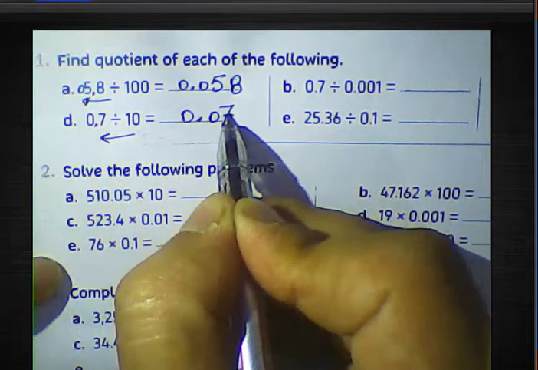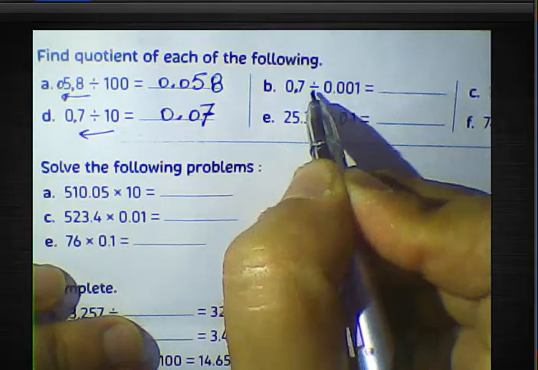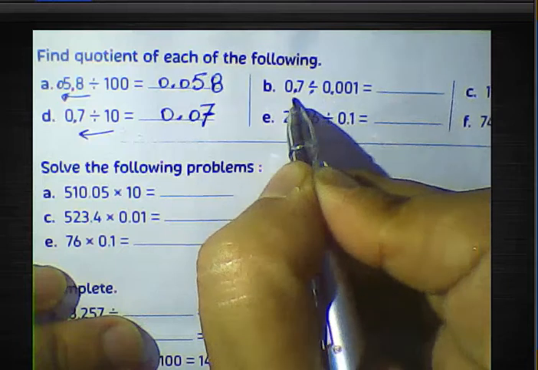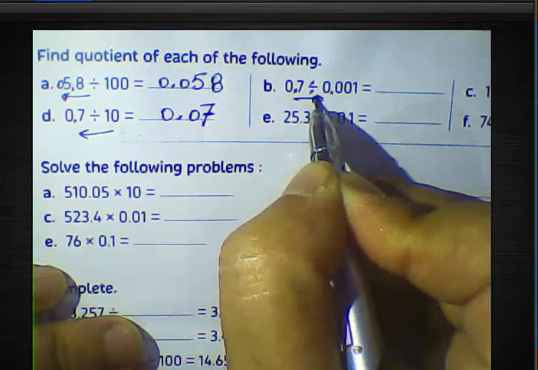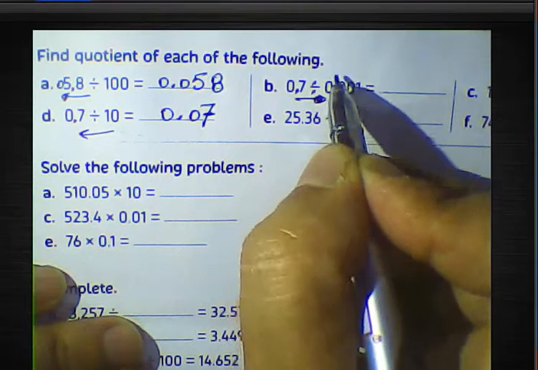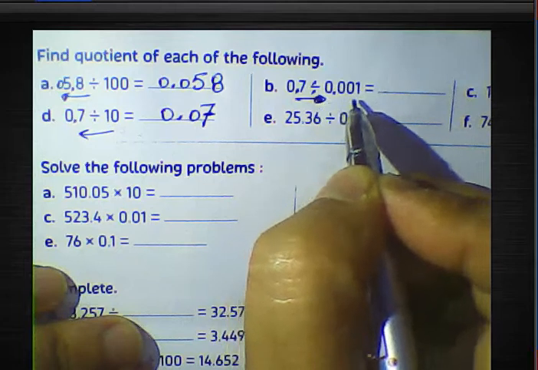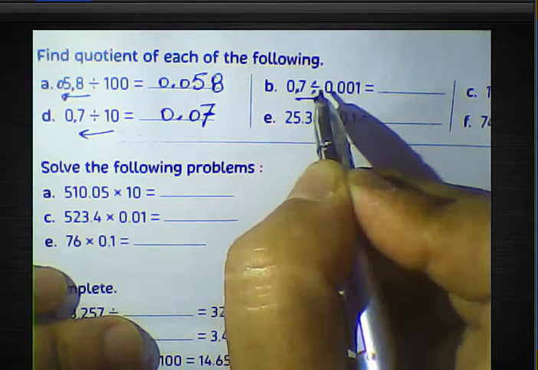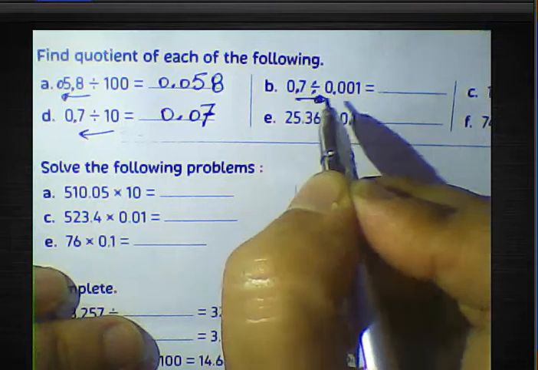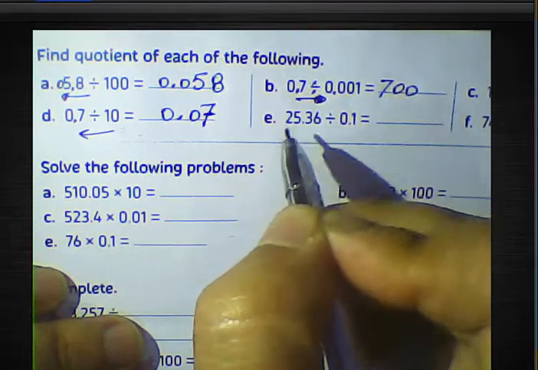0.07. Okay, 0.7 divided by 0.001, we must move the point to right hand side by 3 digits. It means multiply by 1000. We can convert from division to multiplication by 1000, so we must move the point to right hand side by 3 digits. The result will be 700.